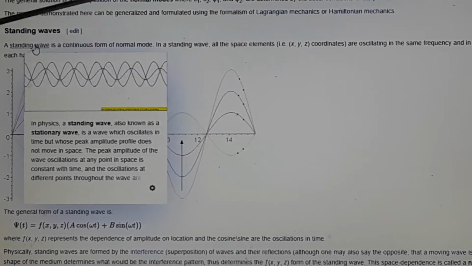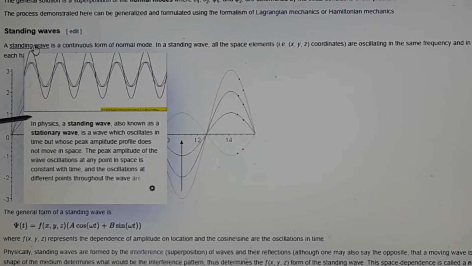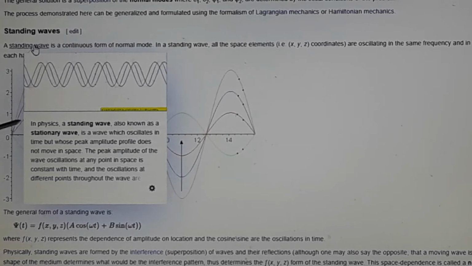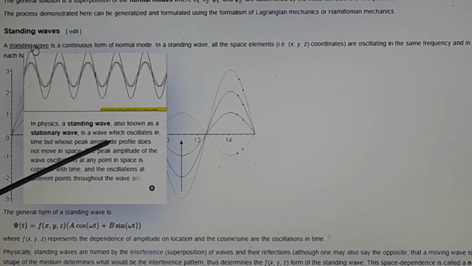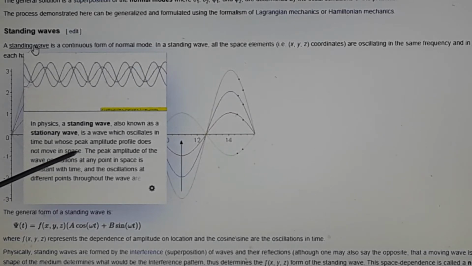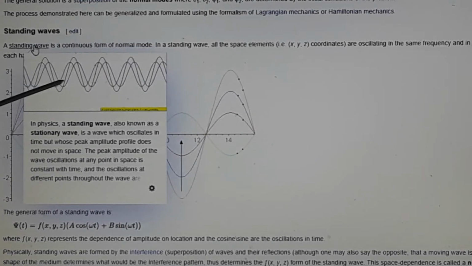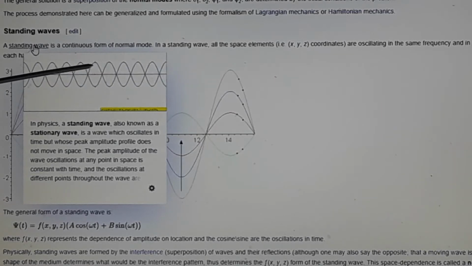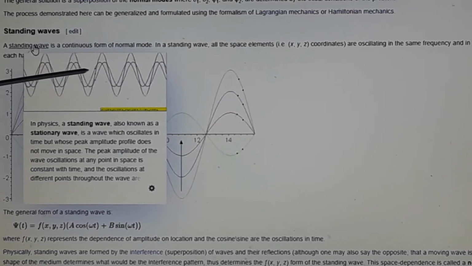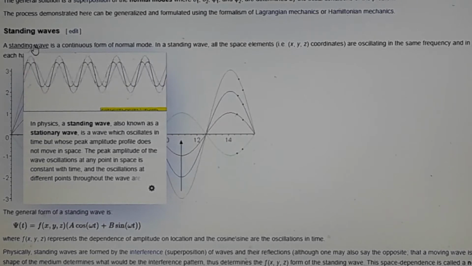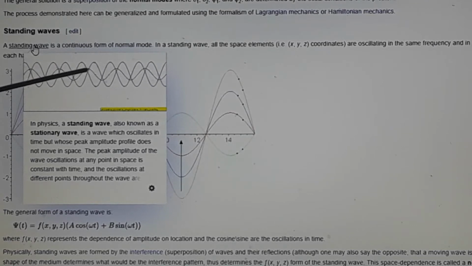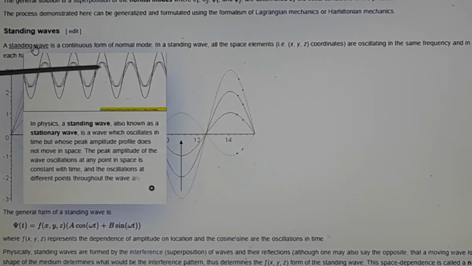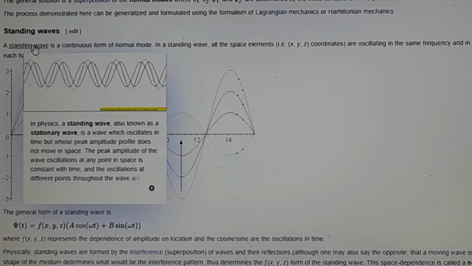All right, so this really cool diagram is, in physics, a standing wave, also known as a stationary wave, is a wave which oscillates in time, but whose peak amplitude profile does not move in space. Okay, it's important to know that. See that these guys here are staying fairly fixated in space. They don't move. The resonances don't move. The standing waves don't move. They stack up. You can see them kind of starting to stack up there. Okay. Does not move in space.